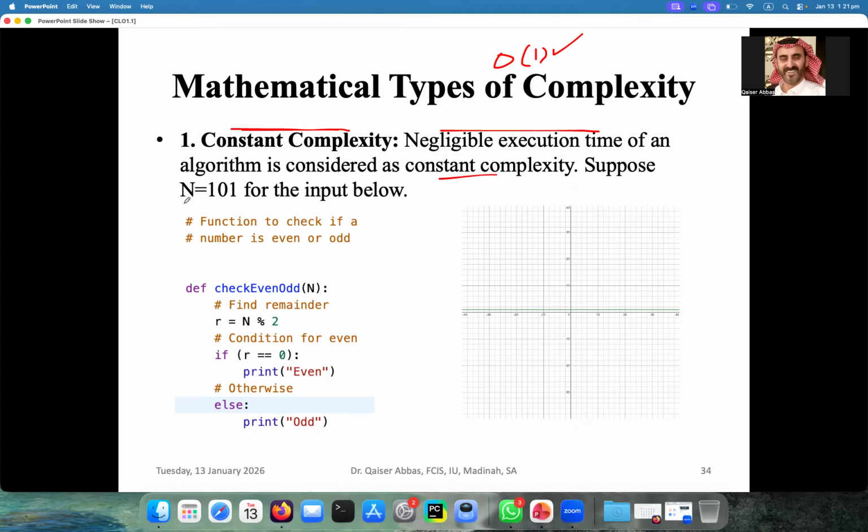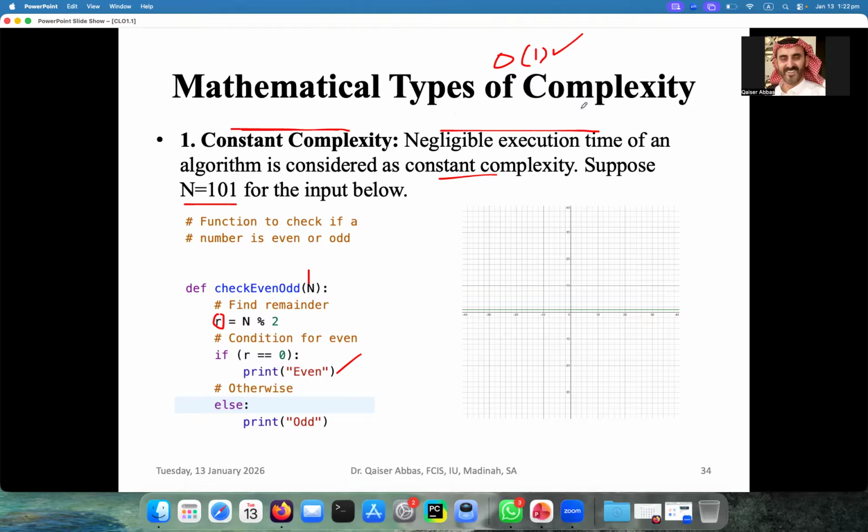For example, if you take n equal to 101 here, what this algorithm is doing is calculating even and odd numbers. So n is 101, 101 remainder 2, the remainder will come here, and then you check if that remainder is 0, print even, else odd.